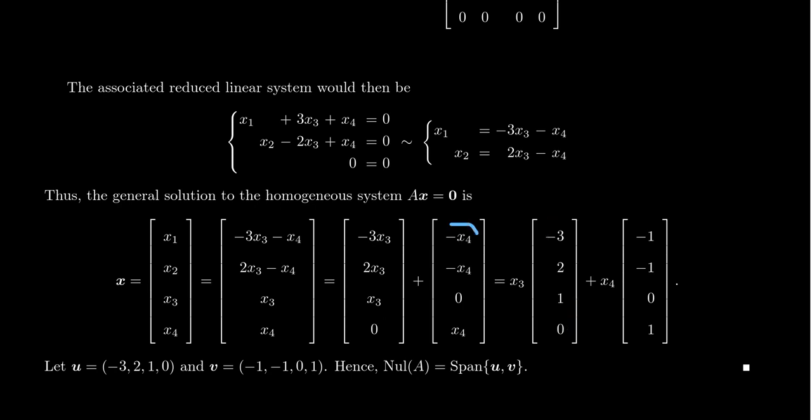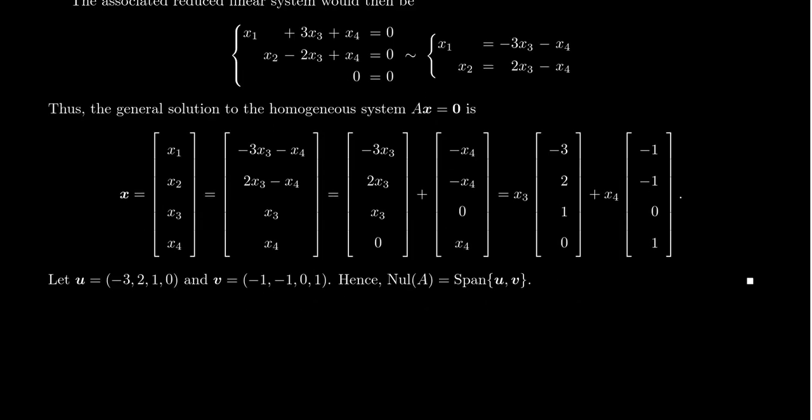And then looking at the second vector, we factor out the x4, and that leaves behind a negative 1, negative 1, 0, 1. And so it turns out these two vectors form the spanners of a plane, for which the null space is actually equal to that plane. Set, say, u to the first vector, negative 3, 2, 1, 0, and v to be the second vector, negative 1, negative 1, 0, 1. And then we've now seen that the null space is the span of these two vectors. And so these two vectors form a spanning set for the null space, which in this case we see is a plane.